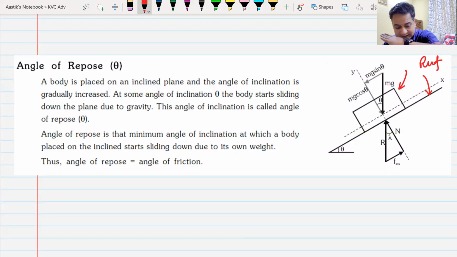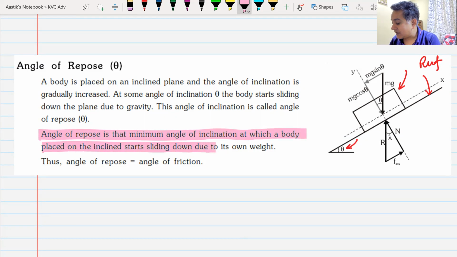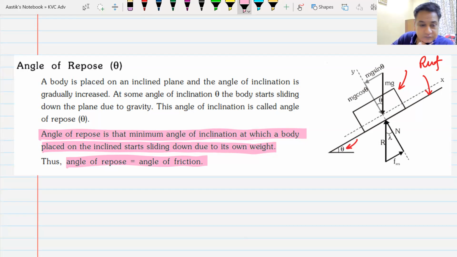So if the inclination is very less, this block will not slide. But if we keep on increasing this angle, at some point the block will start to slide. That angle theta is known as the angle of repose. So angle of repose is that minimum angle of inclination at which a body placed on an incline starts to move down. And this angle of repose, just remember that it is always equal to the angle of friction.